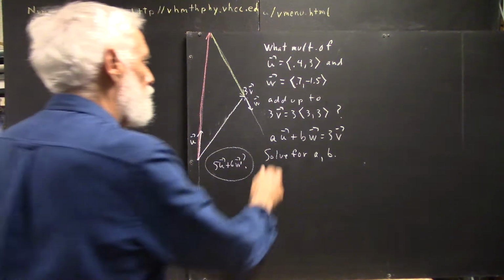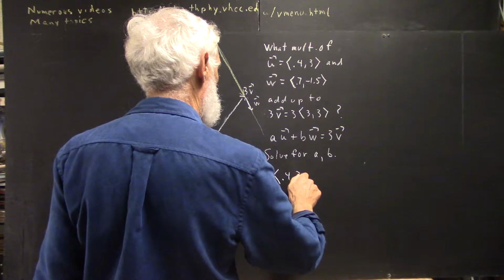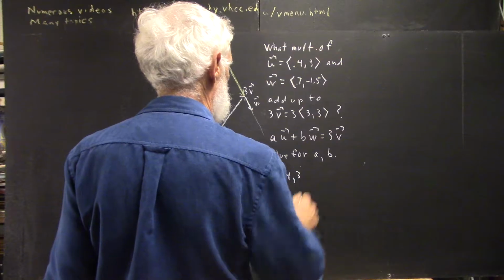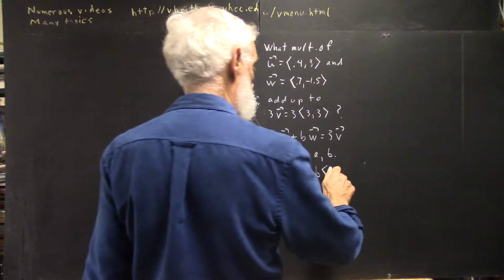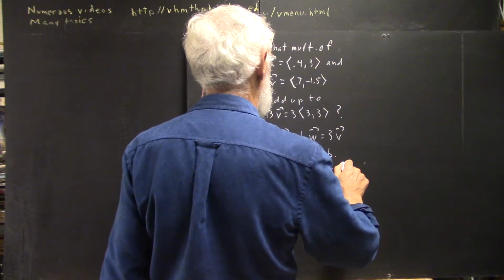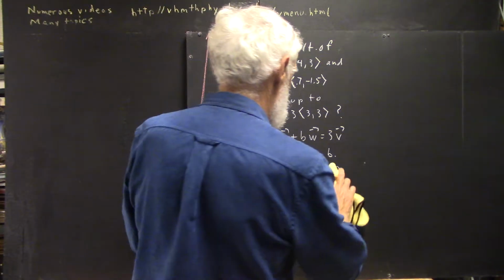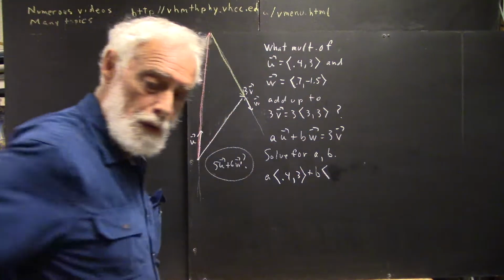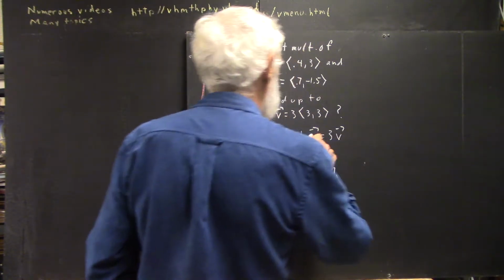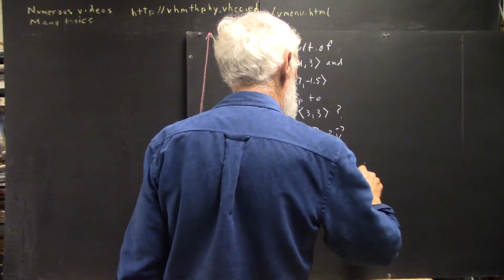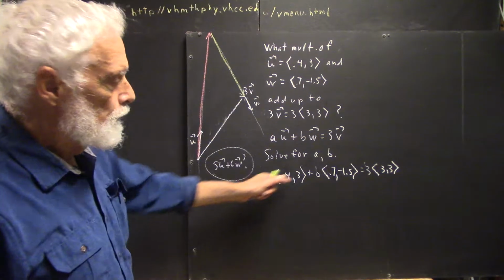Well, u is the vector 0.4, 0.3. I'm sorry, yeah, that's right. And v is the vector 3, 3. But it's not, it's w. We have to use w here. Got ahead of myself. Okay, let's try again. w is the vector 0.7, negative 1.5, and that should equal 3 times the v vector, which is the vector 3, 3. So there's our equation.